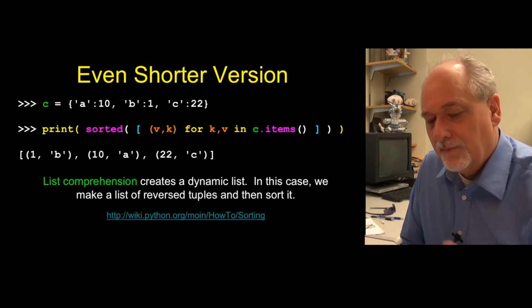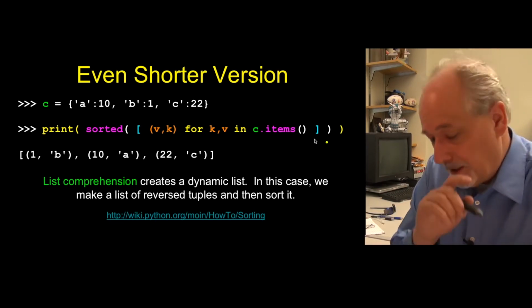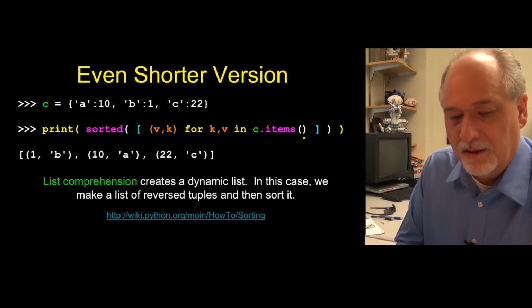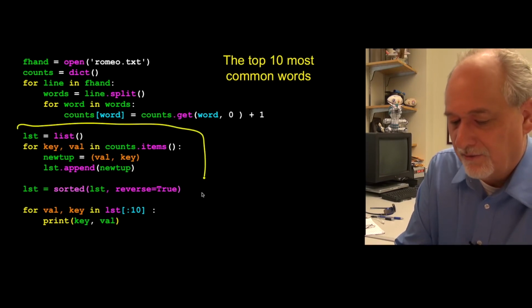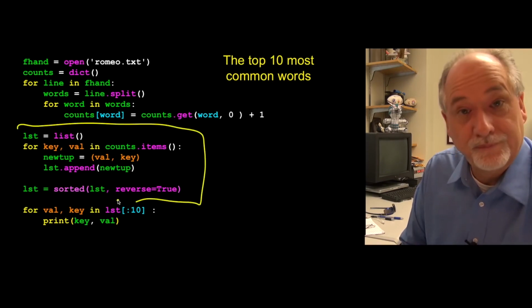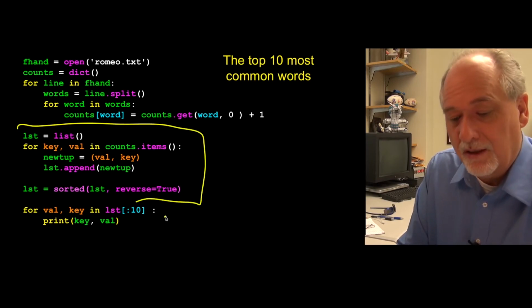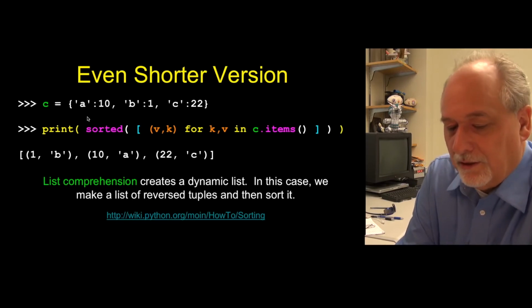But roughly, this single line does everything that the bottom half of that program does. I mean, if we go back to here, it's pretty much this line does everything, does that in one line. Okay, it doesn't create the counts and it doesn't print out the top 10, but it does everything in that middle bit. So let's take a look at this.